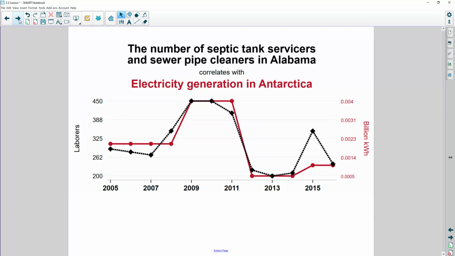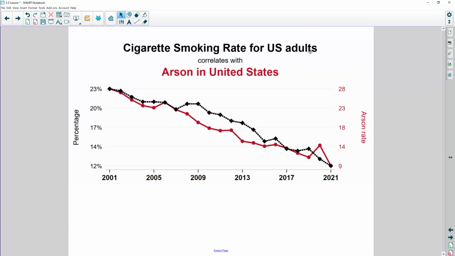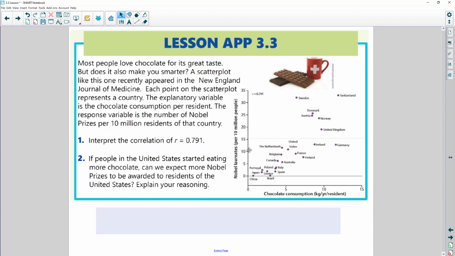I don't know. And then cigarette smoking for U.S. adults and arson in the United States. Well, I can see how cigarette smoking and fires might be related. Arson's intentional set of fire. Does that mean that one causes the other? Not necessarily. So here's an interesting one now as we look at a true correlation.